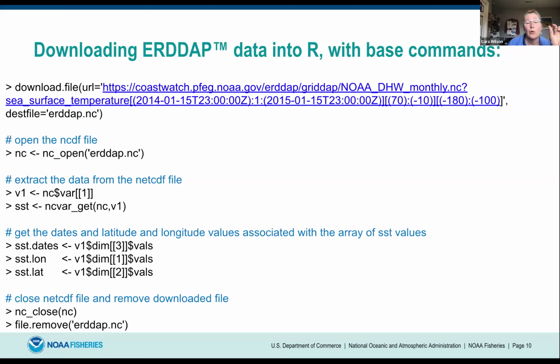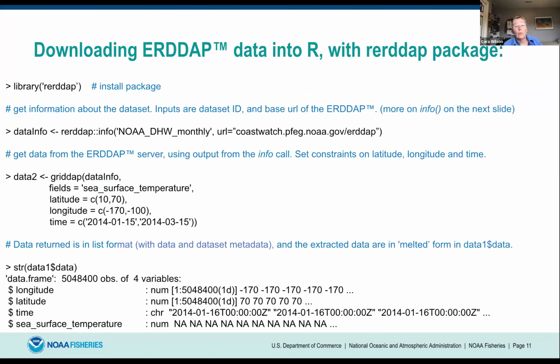All you have to know is the basic information in that URL, which is things like the base URL, the dataset name, and the constraints on the latitude, longitude, or time. So to show that with rerddap, first you obviously have to install the package.